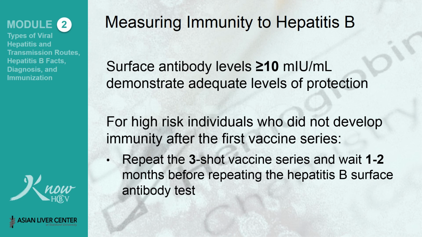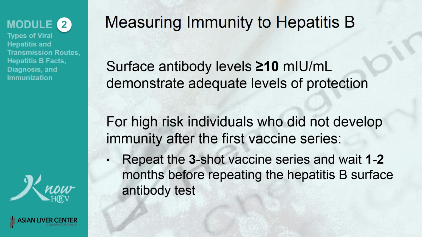For newborns of infected mothers and high-risk adults, for example, healthcare workers, sexual partners of HBsAg positive persons, and hemodialysis patients, a blood test for hepatitis B surface antibody, anti-HBs, should be performed 1 to 2 months after completion of the hepatitis B vaccine series to ensure that they have developed protective levels of immunity. Hepatitis B surface antibody levels greater than or equal to 10 milli-international units per milliliter is considered as protective.